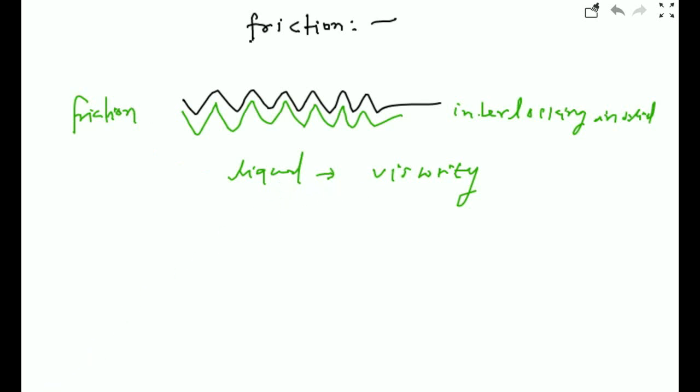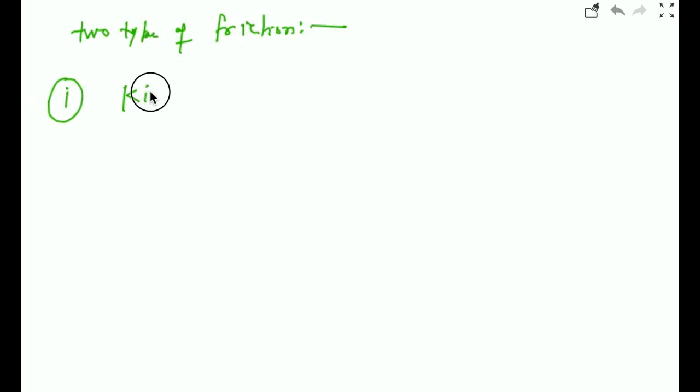So how many types of friction do you have? There are two types of friction. One is kinetic friction and the other is static friction.